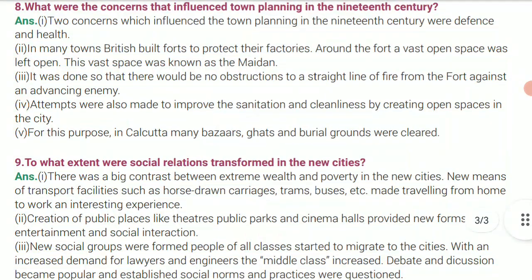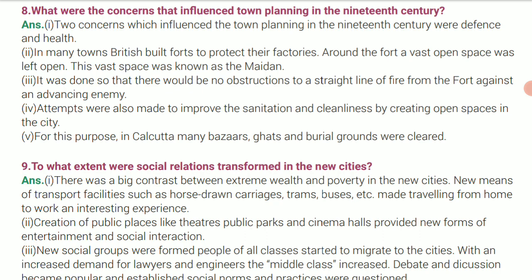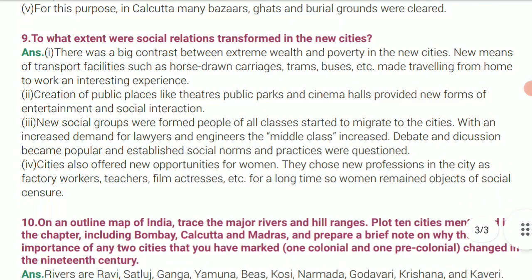We have question number eight. What were the concerns that influenced town planning in the 19th century? The concerns which influenced town planning were defense and health. In many towns, the British built forts to protect their factories. Around the fort, a vast open space was left open. This vast space was known as the Maidan. It was done so that there would be no obstruction to a straight line of fire from the fort against the advancing enemy. Attempts were also made to improve sanitation and cleanliness by creating open spaces in the city. For this purpose, in Calcutta, many bazaars, ghats, and burial grounds were cleared.